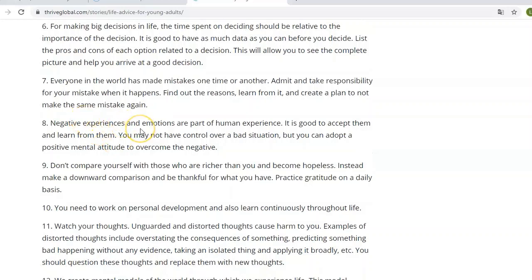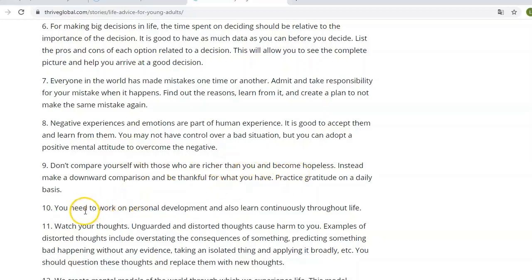Negative experiences and emotions are part of human experience. It is good to accept them and learn from them. You may not have control over a bad situation, but you can adopt a positive mental attitude to overcome the negative. Don't compare yourself with those who are richer than you and become hopeless.